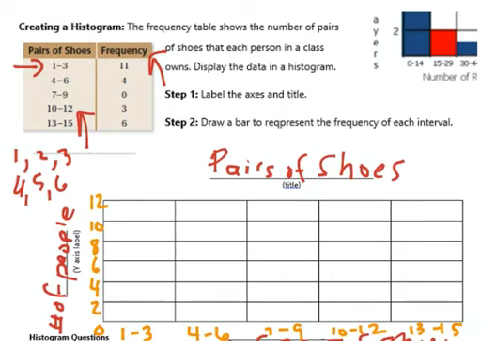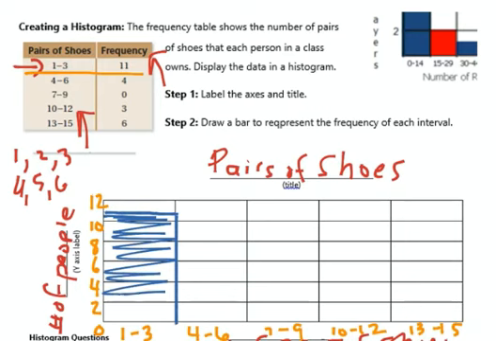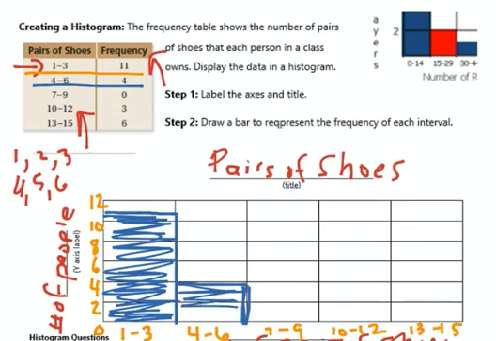All right, so now we're going to actually put in the data, okay? So people who have 1 to 3 pairs of shoes. How many people have 1 to 3 pairs of shoes? Well, if we look at our frequency table, 11 people have 1 to 3 pairs of shoes. So I'm going to draw my bar all the way up to 11. Okay, make sure it's all the way nice and straight, and then you can shade it in if you like, so that you can see it. Okay, 4 to 6. In my interval of people who have 4 to 6 pairs of shoes, there are only 4. Again, make sure that bar is touching the other.